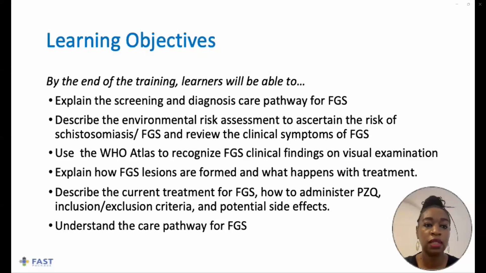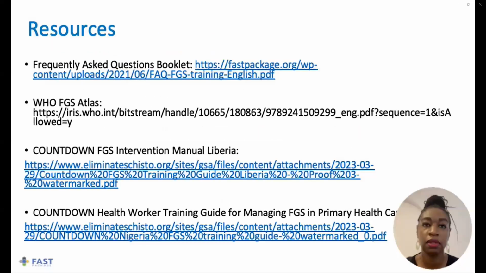Objective 4, explain how female genital schistosomiasis lesions are formed and what happens with treatment. Objective 5, describe the current treatment for FGS, how to administer praziquantel, what are some of the inclusion and exclusion criteria, and what are the potential side effects when you give someone praziquantel. Then objective 6, understand the care pathway for female genital schistosomiasis.